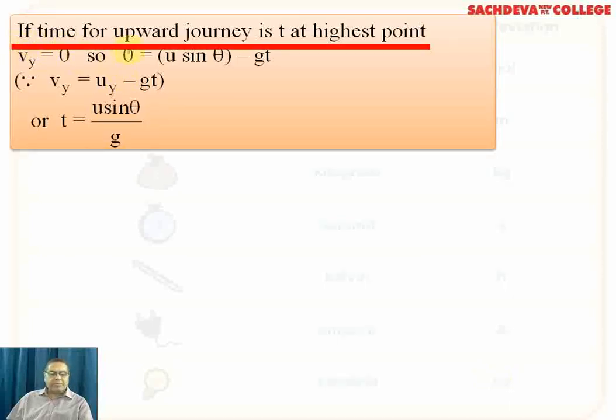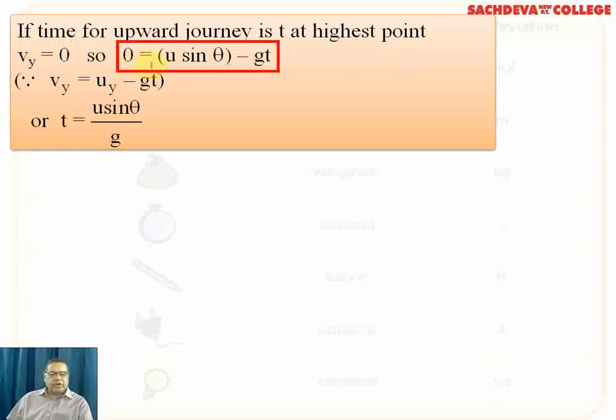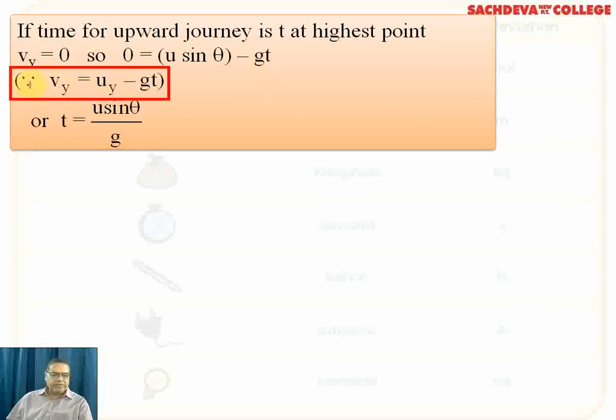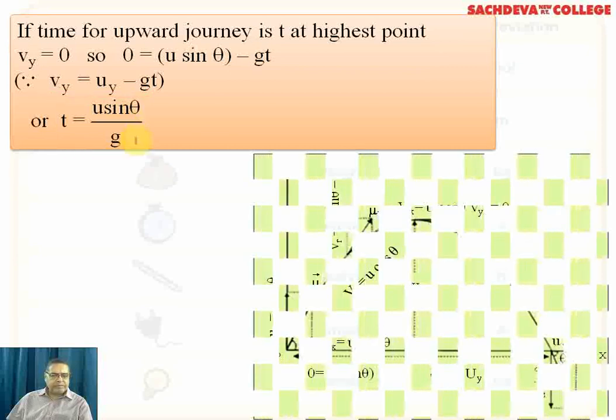If the time for the upward journey is t, at the highest point Vy is 0. So 0 is equal to u sin theta minus gt, where u sin theta is the vertical component of velocity. Now, because Vy is equal to uy minus gt, the time can be calculated by the equation t is equal to u sin theta over g.